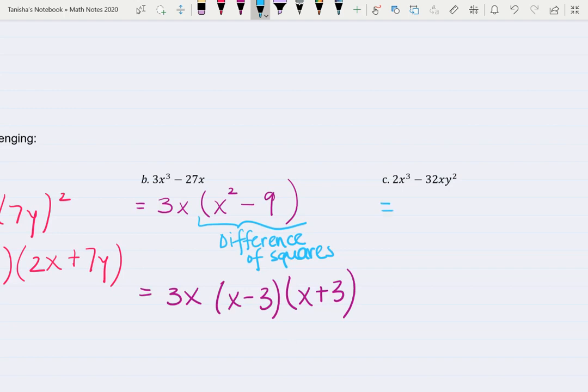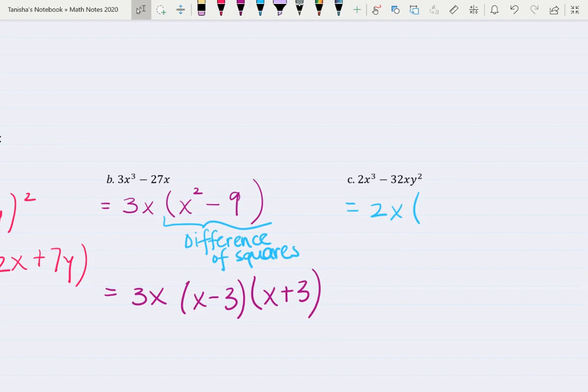Looking at our coefficients, we can factor out a 2. And then our variables, we can factor out an x. And then what's left in each of our expressions is going to be an x squared minus 16 y squared. Factored out the x, so that's gone. Okay, so that's our first factoring step. Now we have to check to see that our factors in this new expression can't be factored any further. 2x can't be factored any further. x squared minus 16y squared, that is a difference of squares.